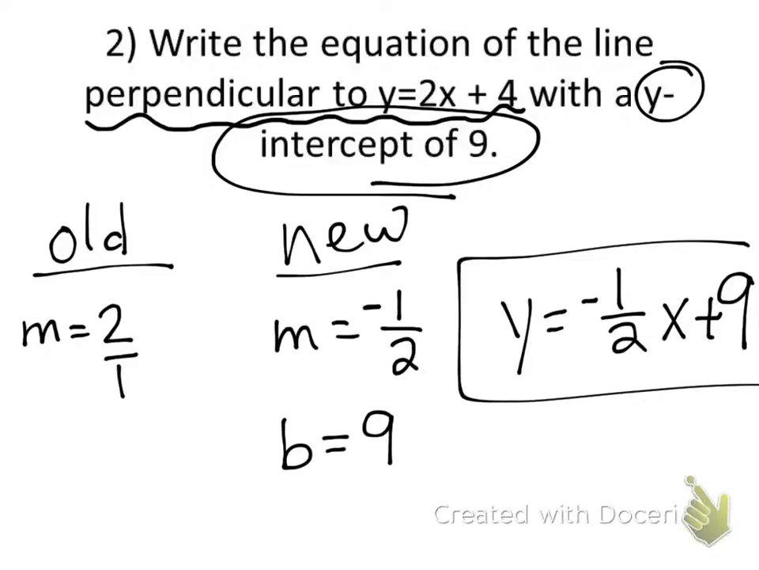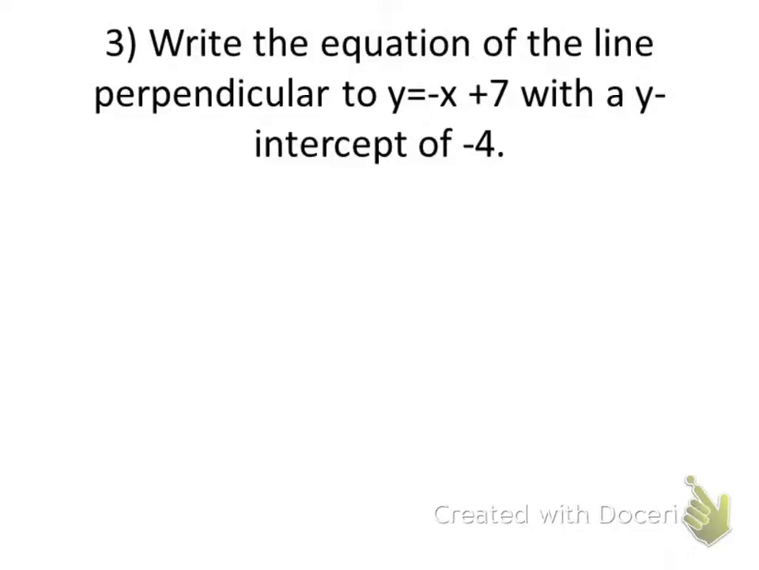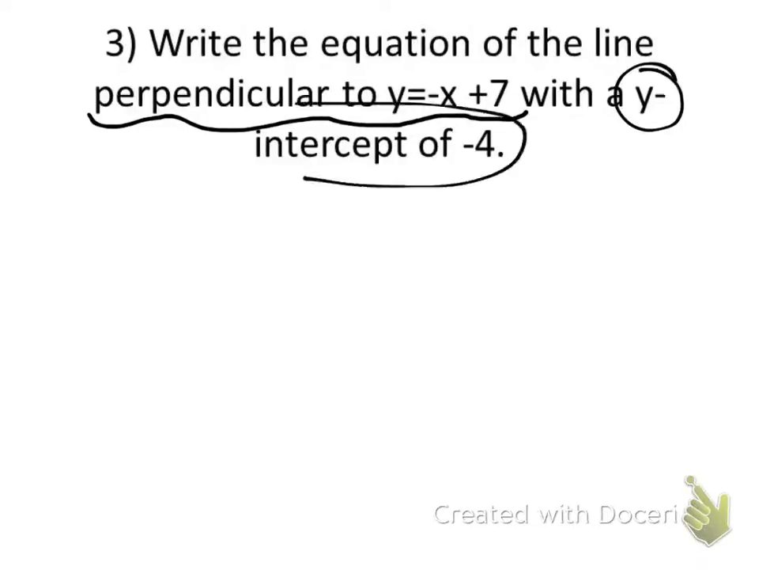Raise your hand if you have questions. All right, here's number 3. We can shorten it up again. So the important information is that we're going to be perpendicular to y equals negative x plus 7, and we want our y-intercept to be negative 4.